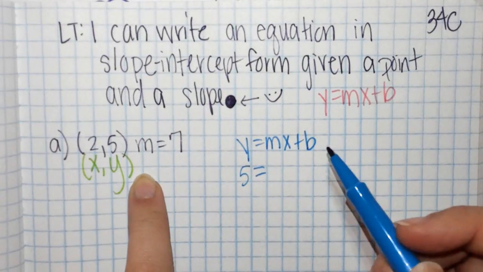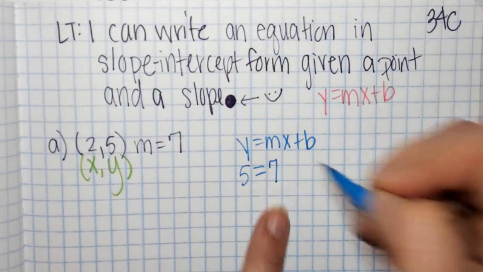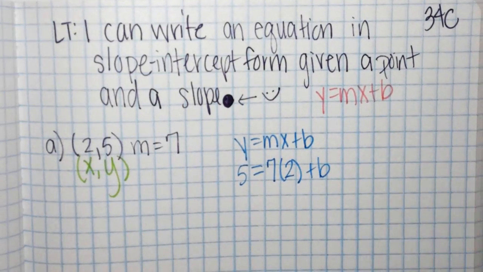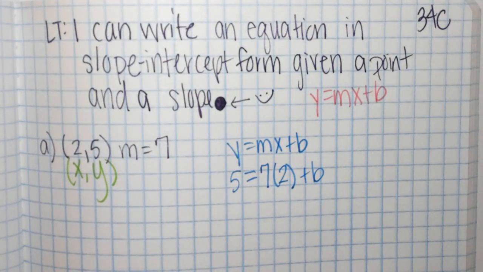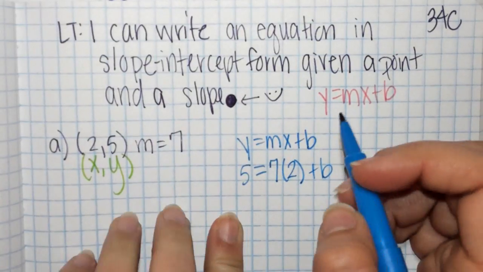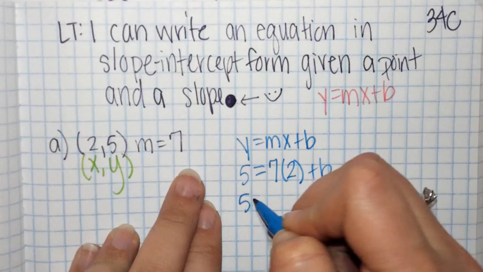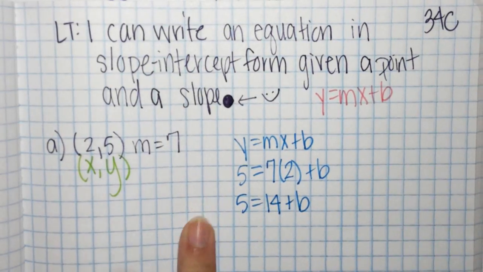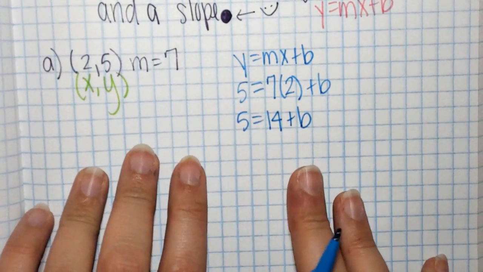Are we given the M? Yes. What's the M? Okay. Are we given the X? Yes. What's the X? Plus B. Does everybody see what I did so far? Have I rocked anybody's world? No. Okay. We're trying to. Now, what is 7 times 2? 14. That's 14, guys. Calm down.